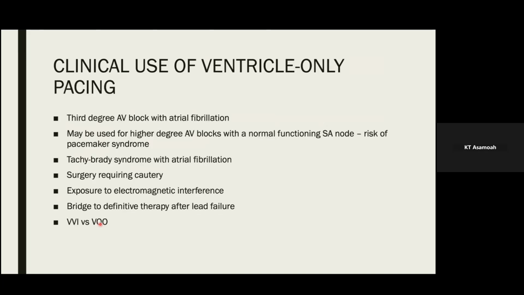Ventricle only pacing, you can have that in third degree AV block with AFib, and this is usually done when you have AFib where you're having difficulties controlling the rate, patients are symptomatic. So you ablate the AV node so that now no impulses come from the atrium down into the ventricle. And you put in a ventricular lead and then do a VVI pacing, which is just a purely ventricular pacing. And then you can also do that for higher degree AV blocks with a normal functioning SA node.